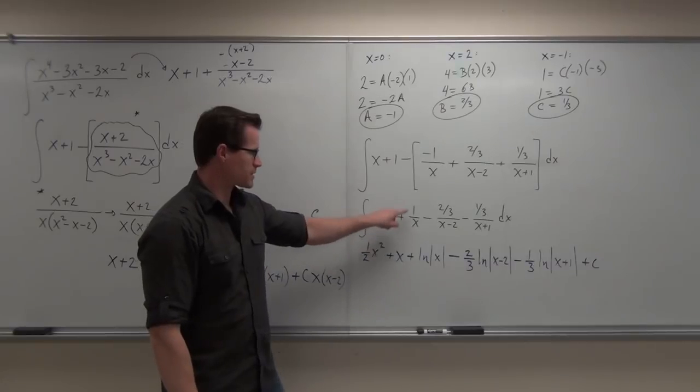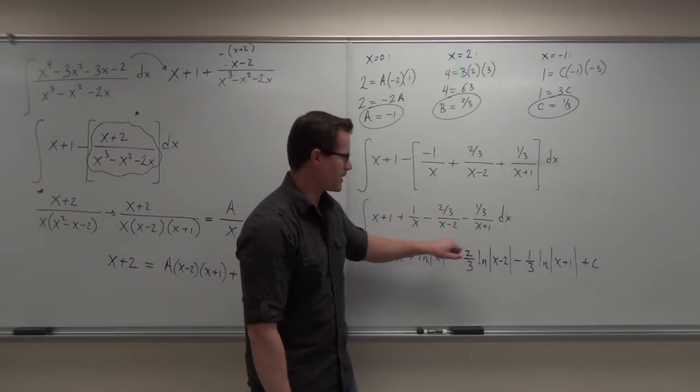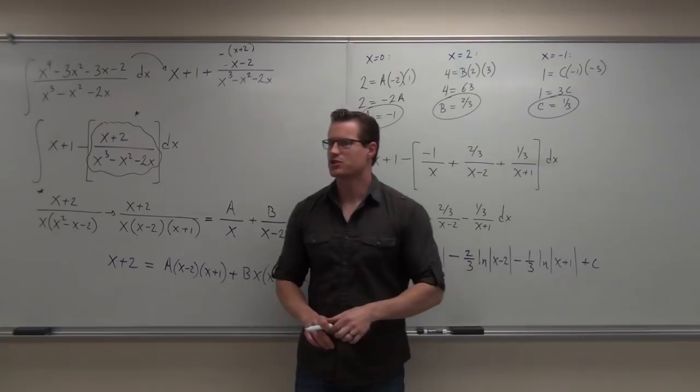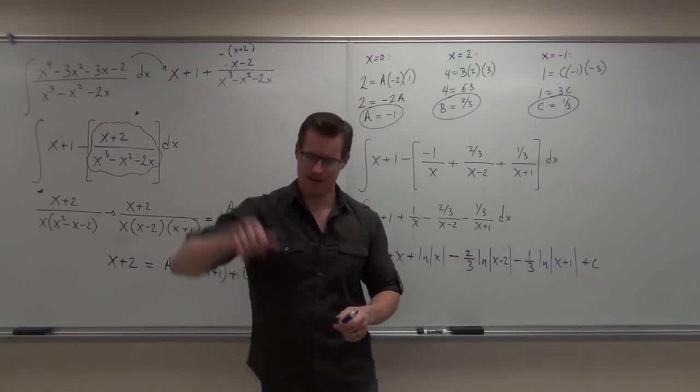1/2 x squared, x, ln absolute value x. 2/3 comes forward, another ln. 1/3 comes forward, another ln. Show of hands, feel okay with what we've done. Awesome.